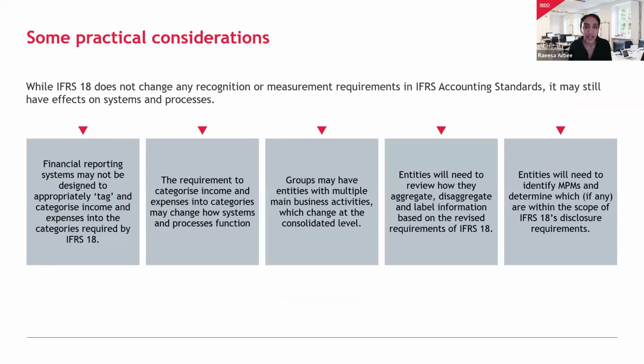Okay, and then on this slide, we've listed some of the practical things to think about when the standard is starting to be implemented. So while it doesn't change recognition and measurement, it can still affect systems and processes. And we've listed some of those implications on the slide. So, for example, financial reporting systems may not be designed to appropriately tag and categorize your income and expenses into these 5 categories that we spoke about.